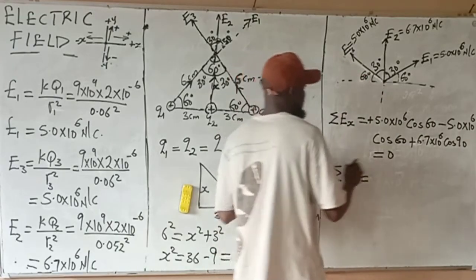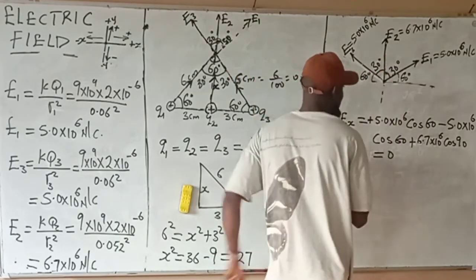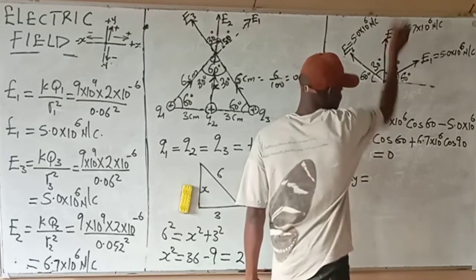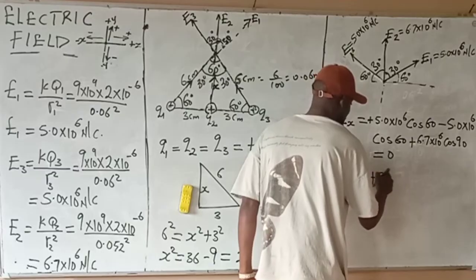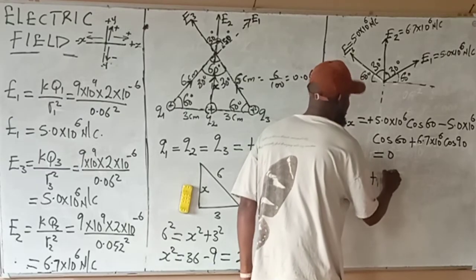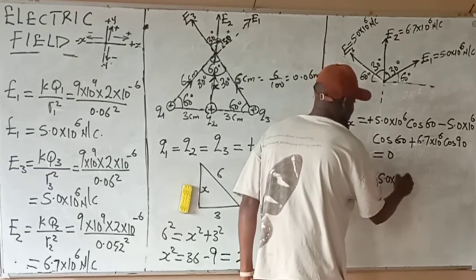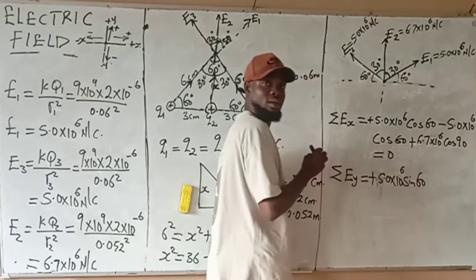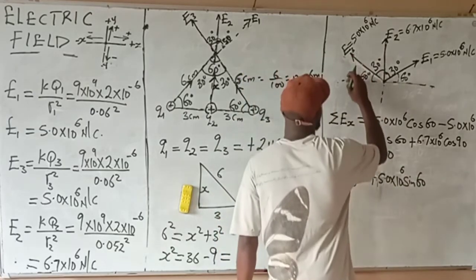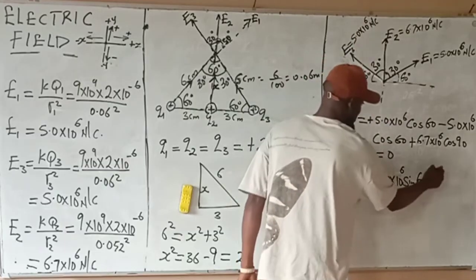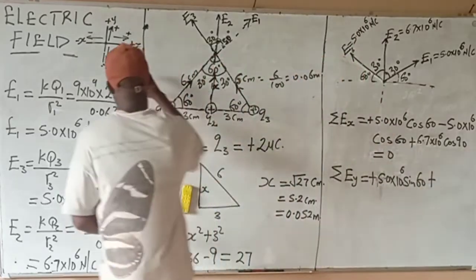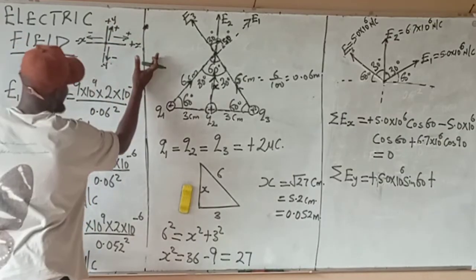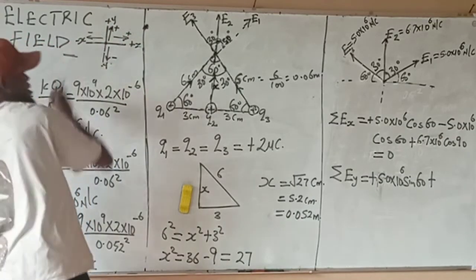Look at what I'm going to do now. E1 is going to the opposite side, it will be plus E1. Okay, what is E1? E1 is 5.0 times 10 to the power 6, sine 60. Then this one is also going in the opposite side, that is positive. Remember, in the upper side, thank God for this diagram, y is positive. The down side, y is negative. The right hand side, x is positive. Left hand side, x is negative.